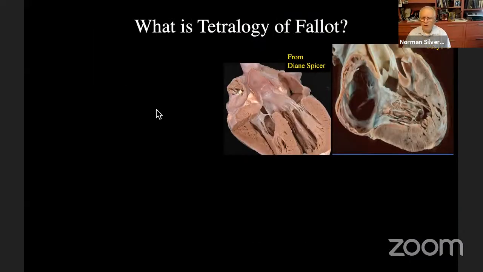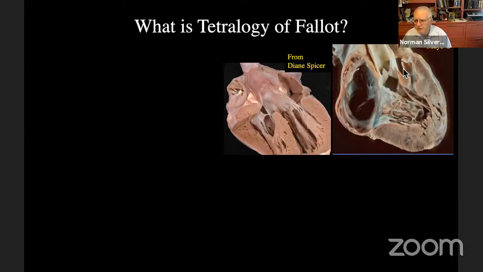Now, we should always begin by discussing what tetralogy is, and I think we all know the definition of tetralogy. So here are 2 specimens, one from Diane Spicer and one from the Mayo Clinic, which I think highlight all the features. Here we can see the interventricular communication or ventricular septal defect with the aorta overriding the space of tissue which subtends the defect. And here on the right is a cut. This is a 4-chamber cut, and this is a subcostal coronal equivalent cut.